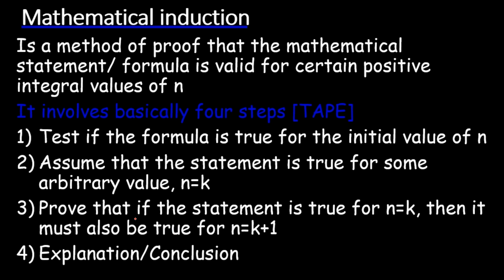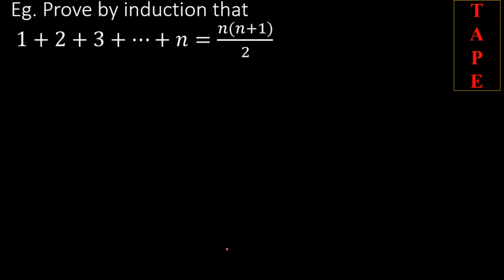I repeat, step number 1, we are going to test if the formula is true for the initial value of n, then step number 2, we are going to assume that the statement is true for some arbitrary value of n is equal to k. Step number 3, we are going to prove that if the statement is true for n is equal to k, then it must also be true for n is equal to k plus 1. And then finally, we are going to conclude. Let's give it a try.